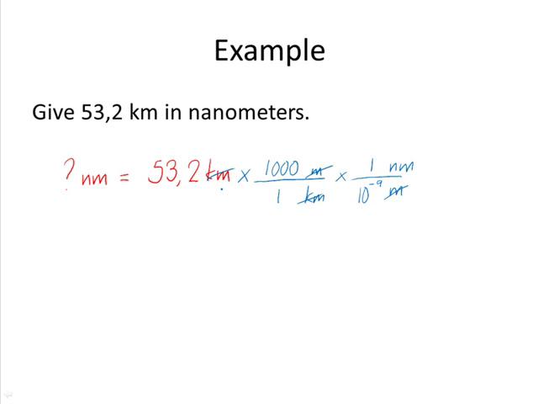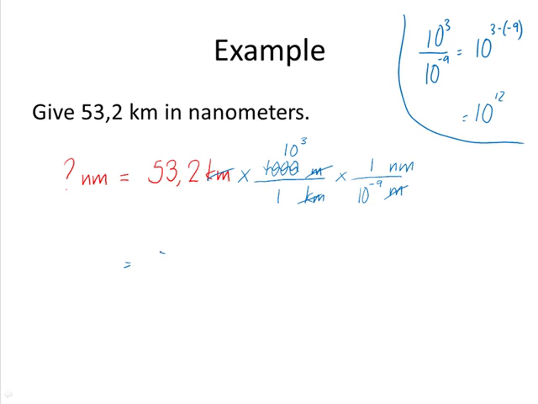So we have 53,2 times 1,000, which is 10 to the power 3, times nanometer, divide by 10 to the power minus 9. Now, as I've already said, when you divide numbers which have exponents, you can simply subtract them. So 3 minus minus 9 is the same as 3 plus 9, which is 12. So our answer is 53,2 times 10 to the power 12 nanometers.